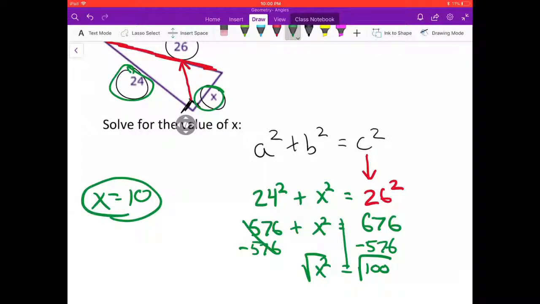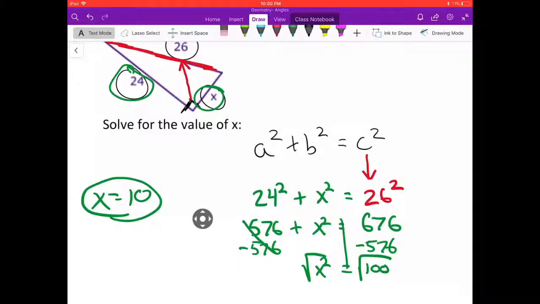Alright, so these are both cases that you're going to come across when using the Pythagorean theorem. This one requires a little bit more algebra because we have to subtract to the other side. So just make sure you pay attention to which piece of information is missing and how you're going to solve once you get your equation all set up.